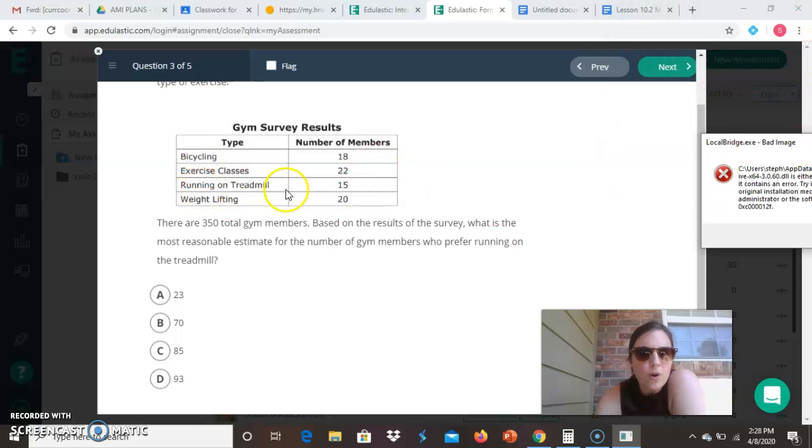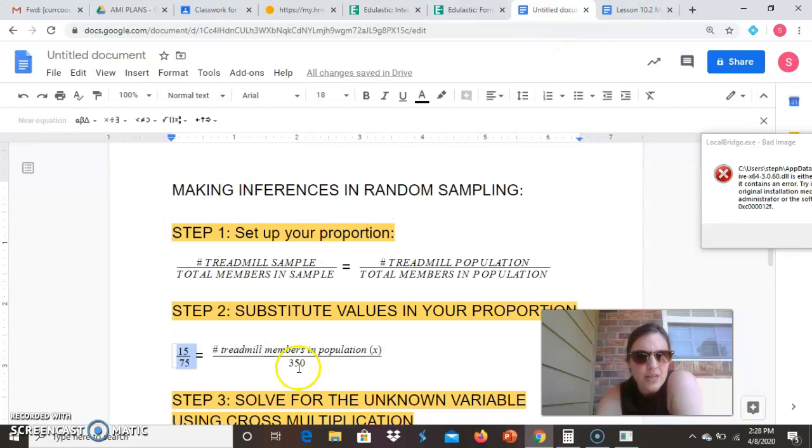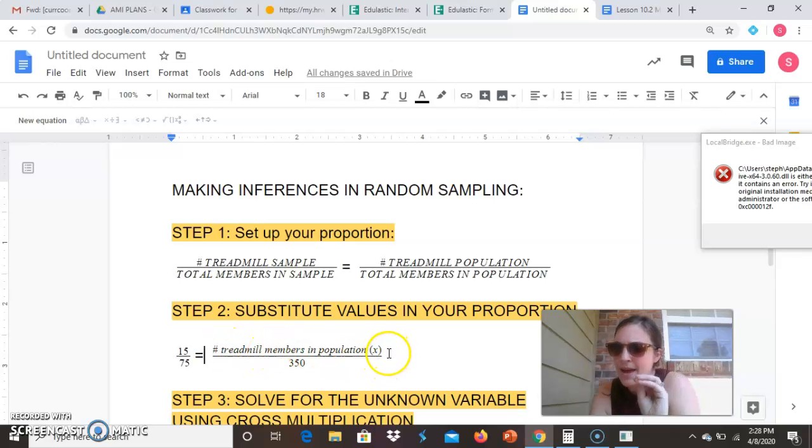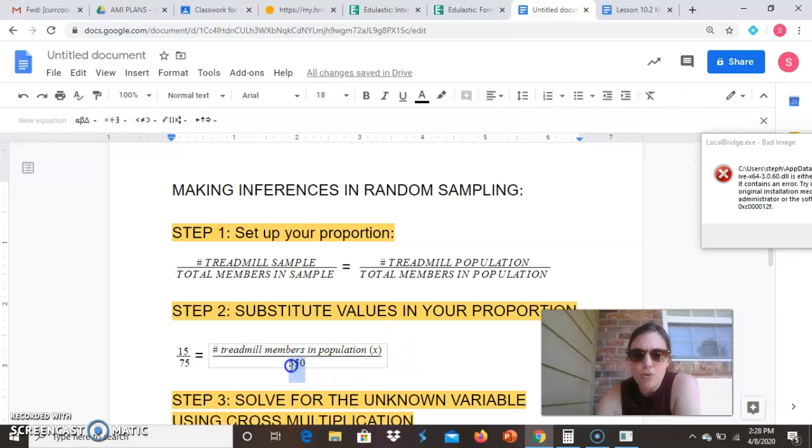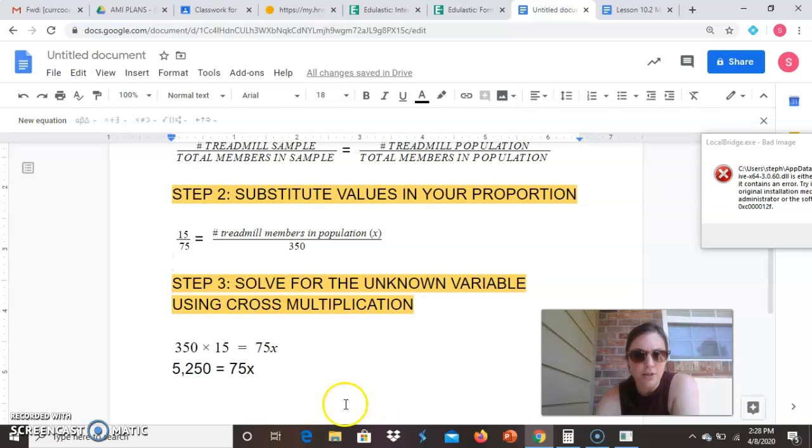Okay, so running on the treadmill, we see here out of that sample, 15 prefer using the treadmill. So I'm going to take 15 out of 75 members of that sample. And I'm going to set that equal to the number of treadmill members in the population. We don't know what that is yet, so we're going to call that X. And the total members of that gym, or that population, were 350. And so now we can use this proportion to help solve for the unknown value.